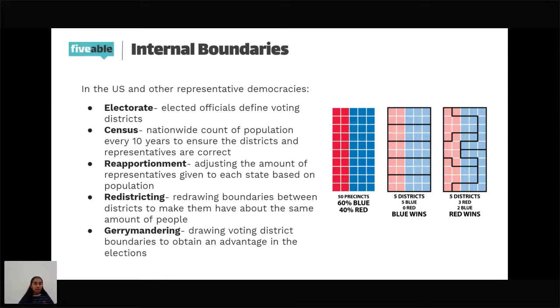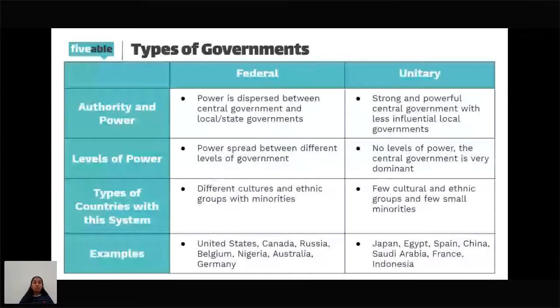So for types of government, you won't have to know too much in depth about the various forms of government for AP Human Geography. You won't have to know a dictatorship or a monarchy or anything really in depth. You just need to know the difference between a federal system and a unitary system. So for a federal system, power is dispersed between central governments and local and state governments. And powers are spread between the different levels of government.